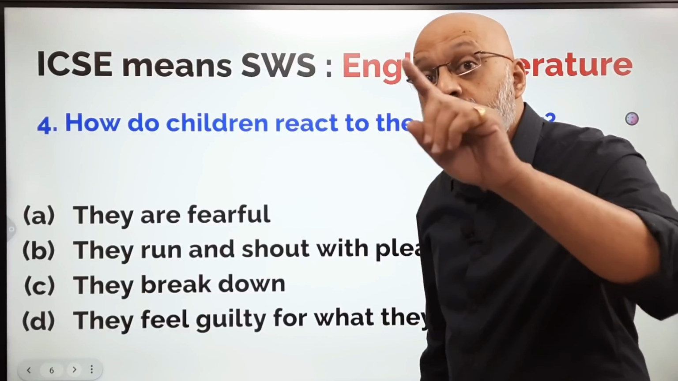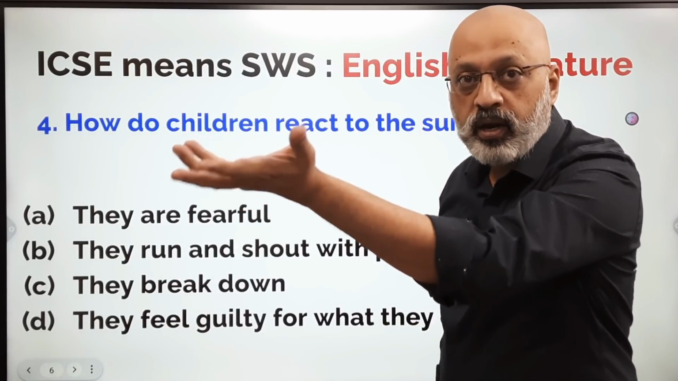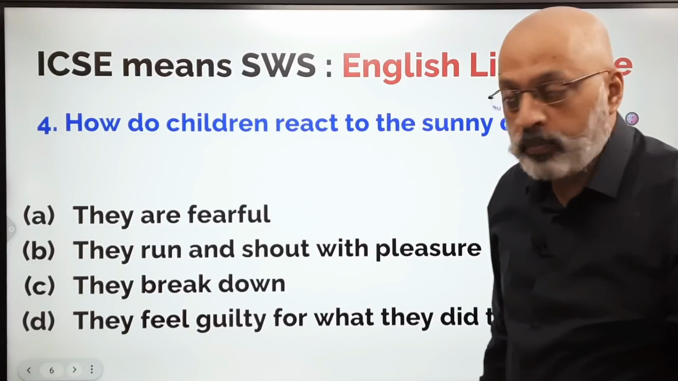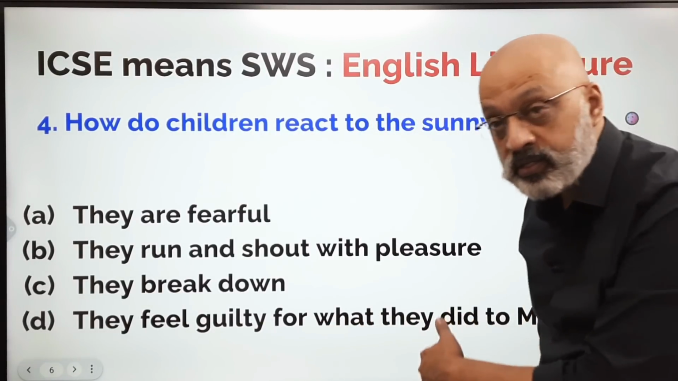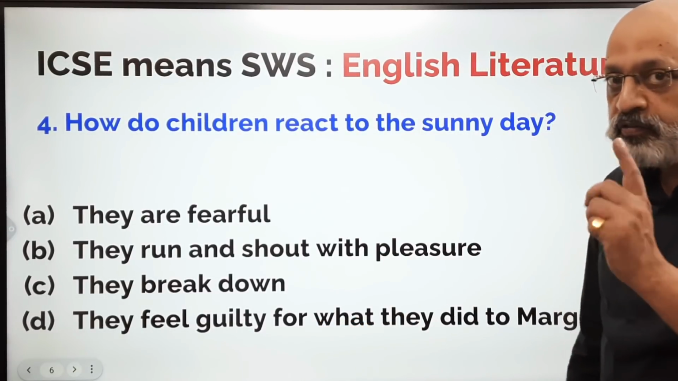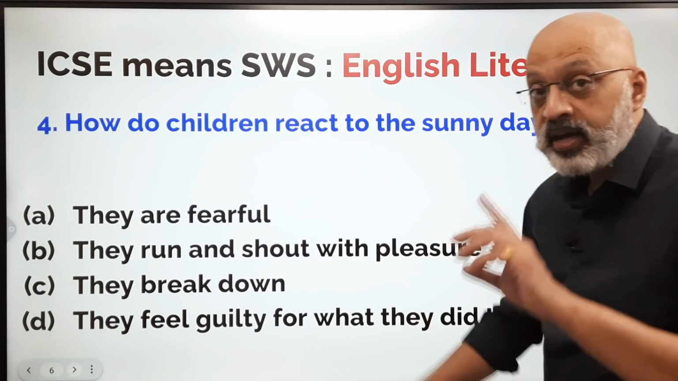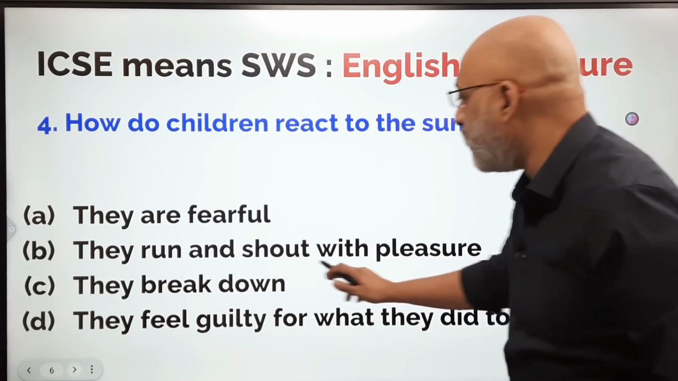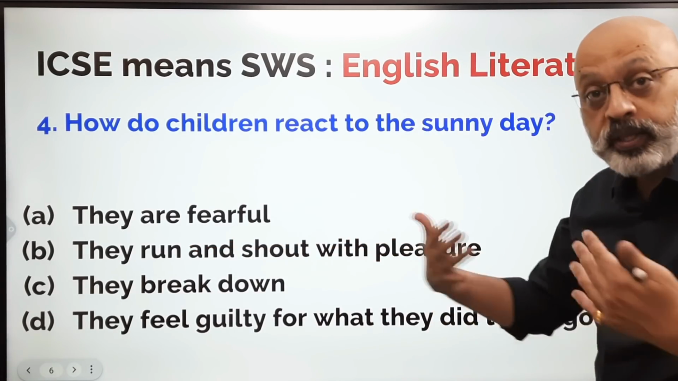When the rain makes an appearance again, when it starts drizzling and one of the raindrops falls on the palm of a girl. They feel guilty for what they did to Margaret, right? Is it sunny day? Now some people may get confused and say D, they feel guilty because after the sunny day is what happens, right? React. They may get confused, but the correct option is B. The literal, how did they react to the sunny day? They run and shout with pleasure.